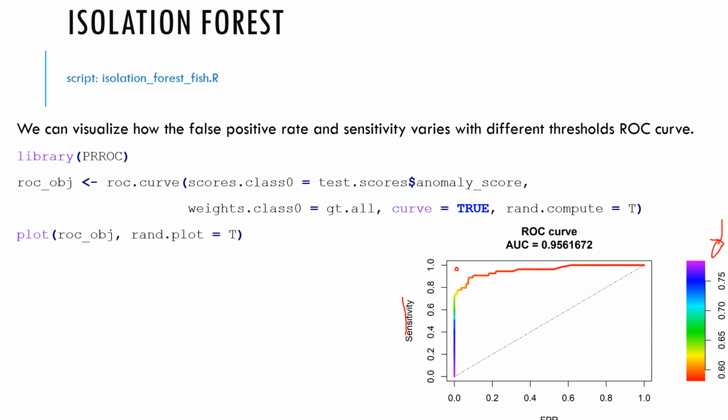Here we can also compute the area under the curve, which is a measure of the performance of your model. The closer to 1, the better. In this case, we got a 0.95 area under the curve, which is very high.